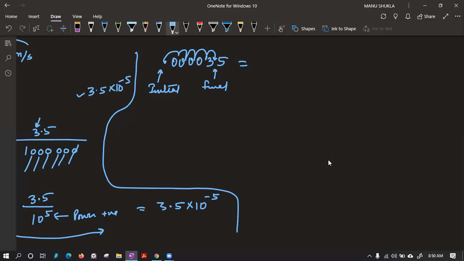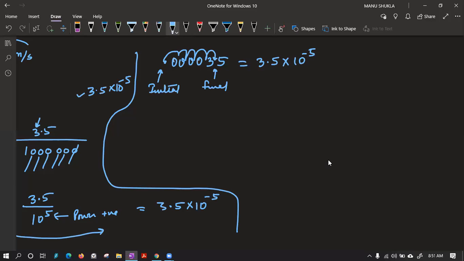After 5 jumps, we can see the decimal has reached the desired location and the answer becomes 3.5 into 10, because there were 5 jumps to the right, so we have put the power as -5. I hope you are able to understand both the methods, the conceptual one and the easier one, which will help you to write the answers directly.